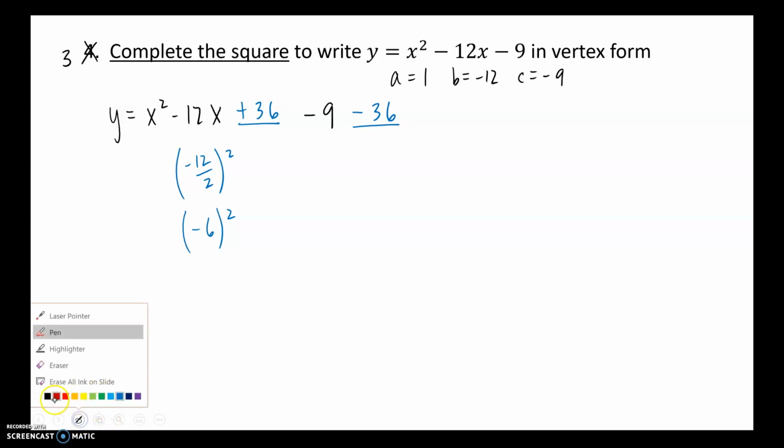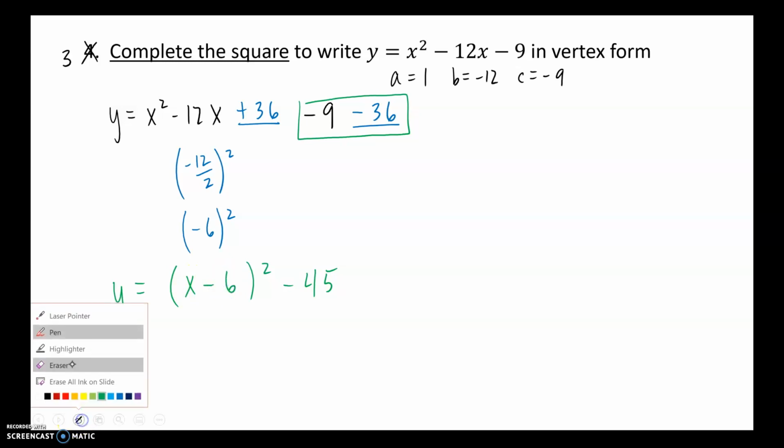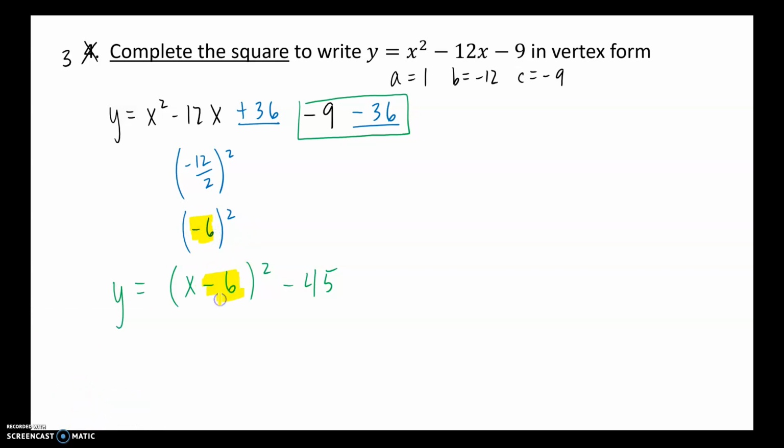Okay, so now I gotta clean it up. It needs to be in the form y is equal to something squared, and then I need a number on the outside. So this number here, negative 9 minus 36, gives me a negative 45. And now what goes in here? X minus 6. How was I able to do that so quickly? Because the minus 6, I always use whatever that value of half of b would give me.